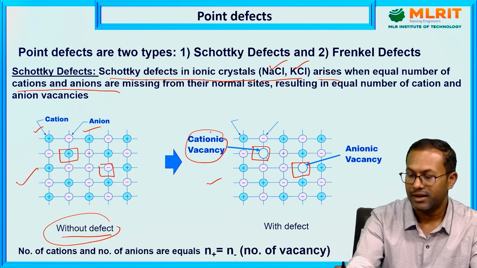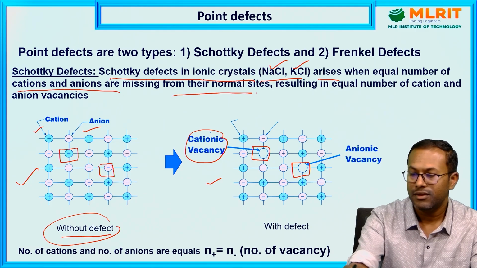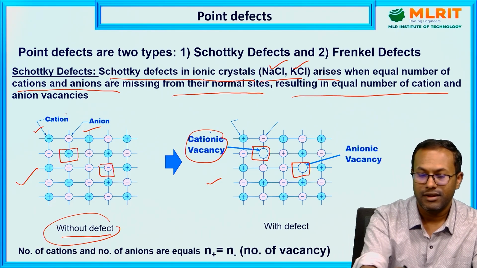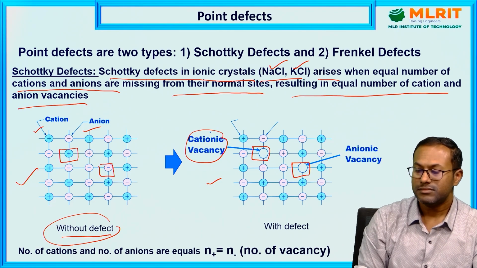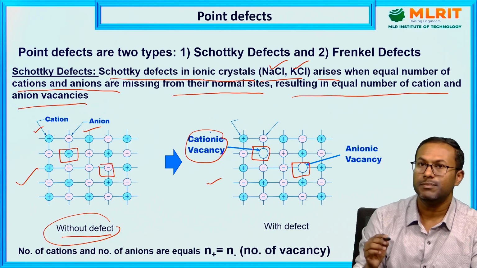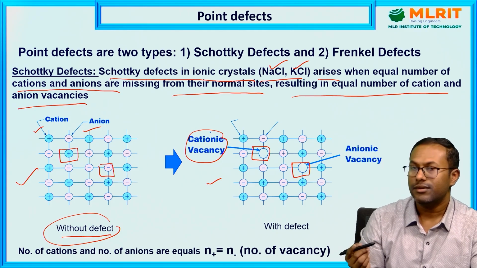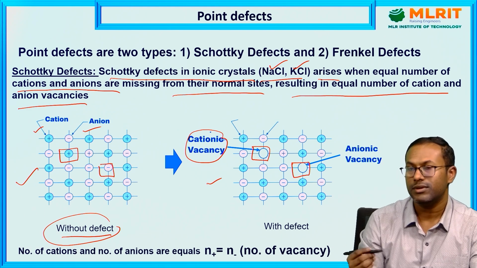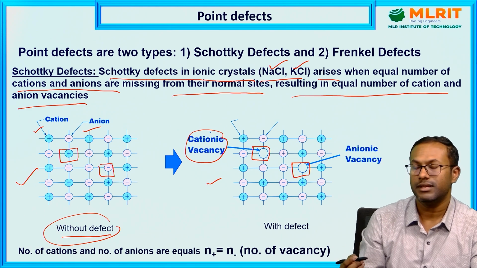Equal numbers of cations and anions are missing from the normal sites, resulting in equal numbers of cation and anion vacancies being created. So if a vacancy is created, it is a paired vacancy. Suppose one cation and one anion will be missing, or two cations and two anions. In this way, a paired vacancy is always created.